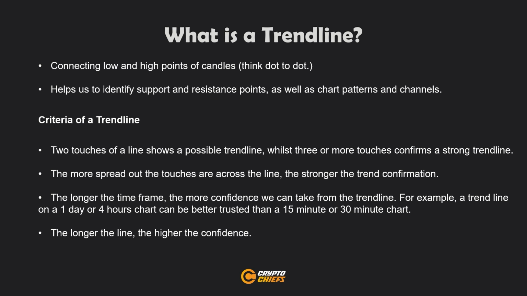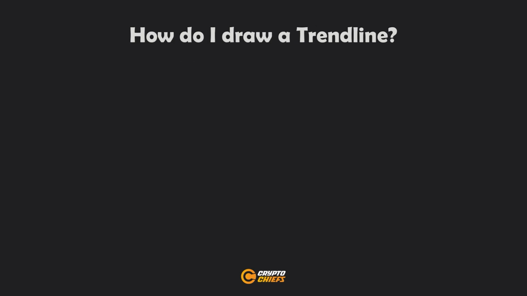If this isn't making sense at the moment, don't worry, because we're going to take a look at some live examples in a minute. The longer the time frame, the more confidence we can take from the trend line. So for example, a trend line on a 1 day or a 4-hour chart can be better trusted than a 15-minute or a 30-minute chart. And the longer the line, the higher the confidence we can take from the trend.